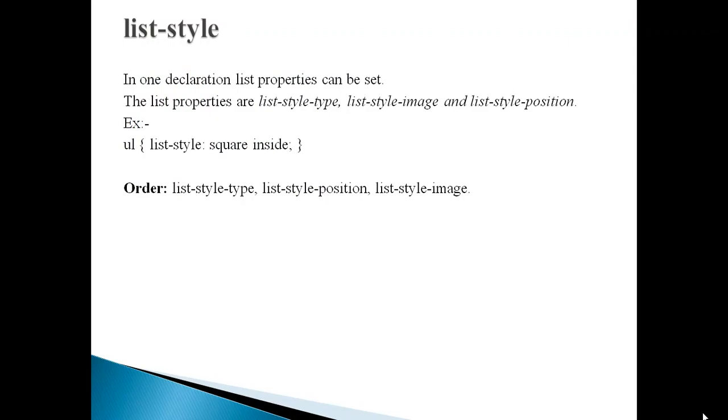Next we have list style property, where we can specify all the types in one declaration. For example, for list style, I gave square and inside. Both the values I have given in the same declaration, right? So this is how the list style property can be used. The order of the list style property values is: first you have to specify the list style type, then list style position, then the image has to be specified. Let's see an example for this.